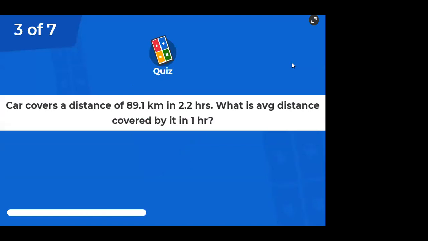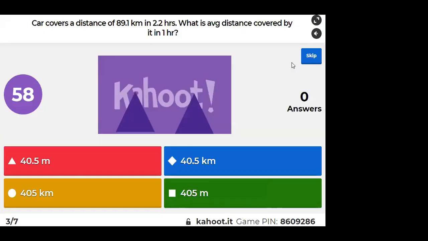Car covers a distance of 89.1 kilometers in 2.2 hours. What's the average distance covered by it in 1 hour? So we have studied this in physics, right? And we know physics and maths are interrelated. Tell me. You have to calculate a bit. It is easy, the same as apple example.